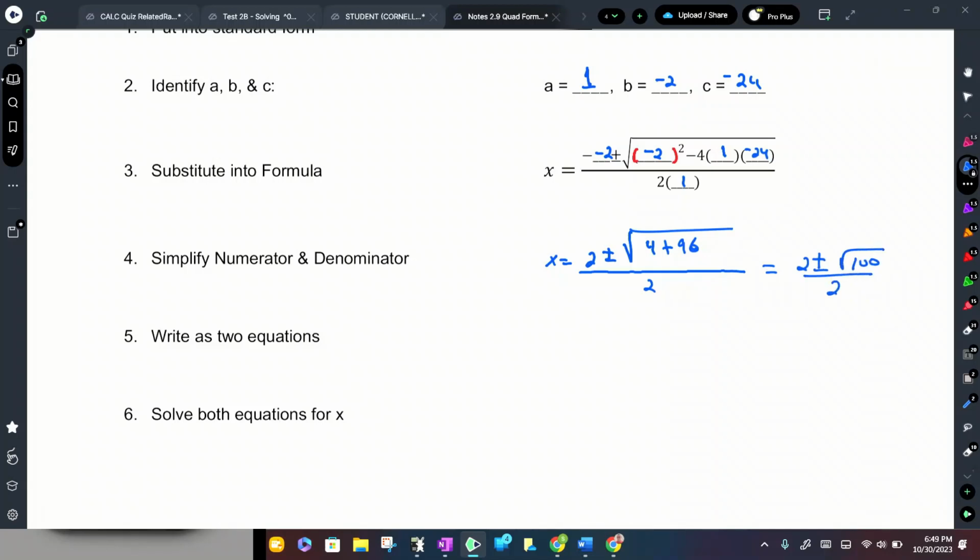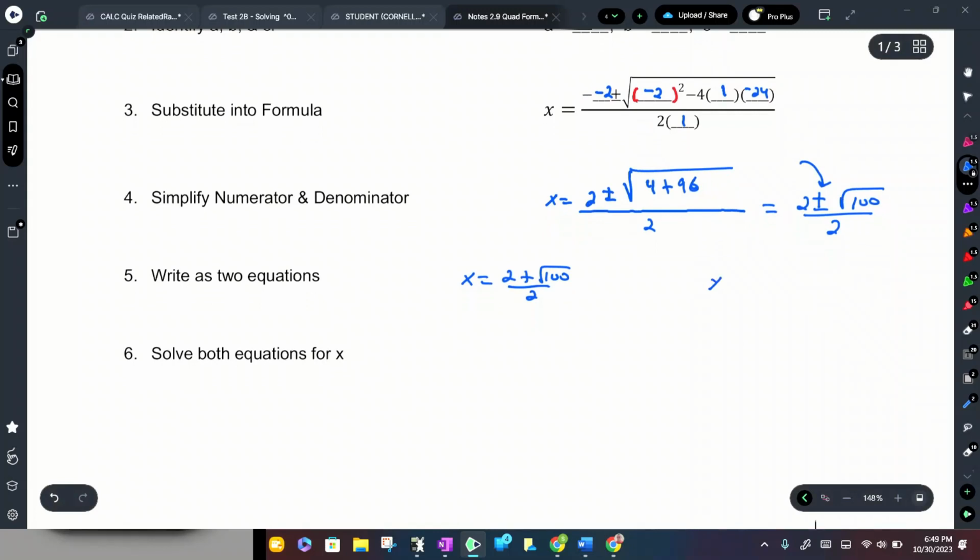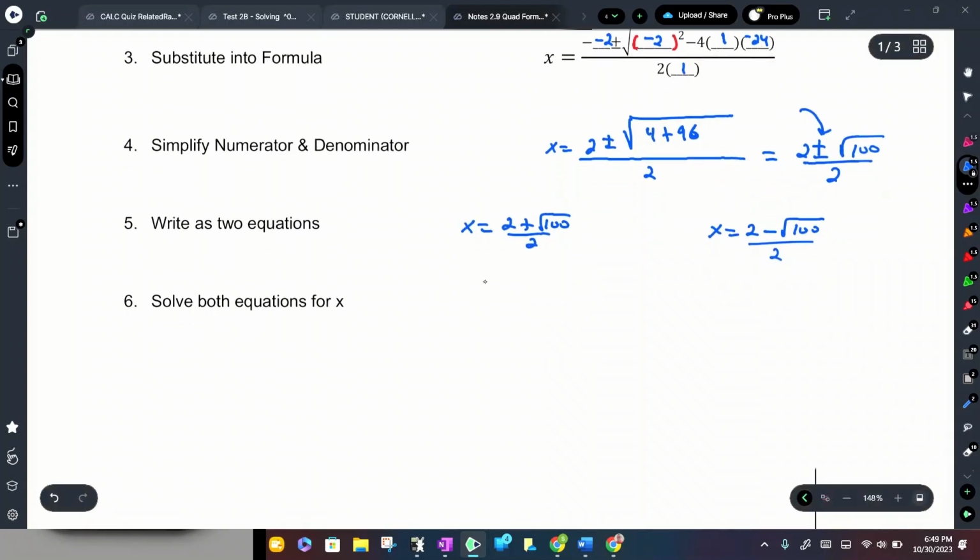This says write it as 2 equations, because we're kind of back to that plus or minus thing, right? So here's what we've got. x is equal to 2 plus the square root of 100 over 2, and x is equal to 2 minus the square root of 100 over 2. So we end up with x is equal to 2.